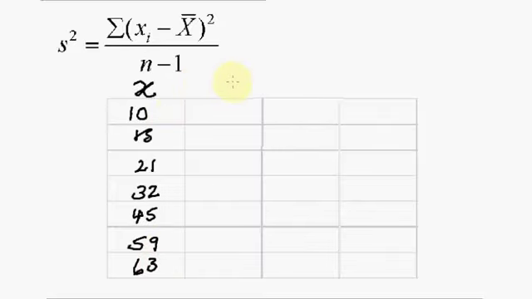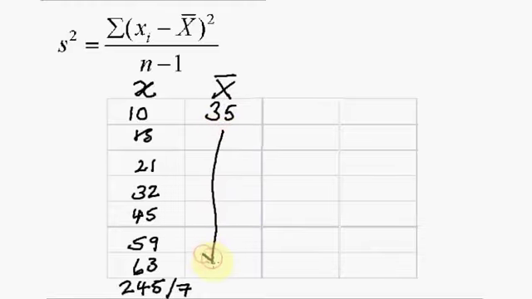In my next column over, I need to find the mean. That's x bar, my sample mean. Well, to find the mean, you add all of the numbers up, 245. I want to divide that by the number of items in the data set. There are 7 items, so 245 divided by 7 gives me my mean, my average, and that figure is 35. So the mean for my entire data set is 35.